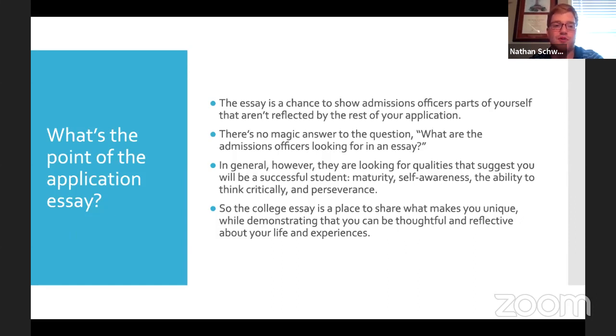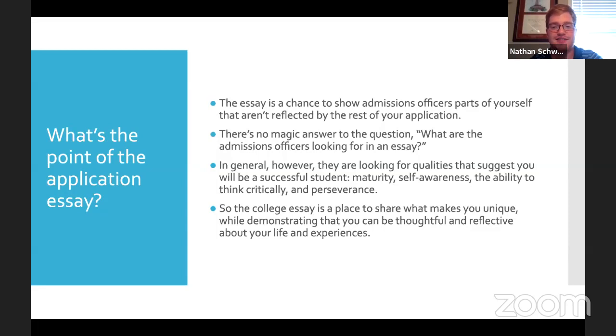So what is the point of the college application essay? Like I said, the admissions committees read countless essays every day from students that are applying to the school. So the essay is an opportunity for you to show the committee what you are like as a person and what you are like as a student. Whether you believe it or not, you are unique from every single other student that is applying to that school, and this is your opportunity to showcase that.